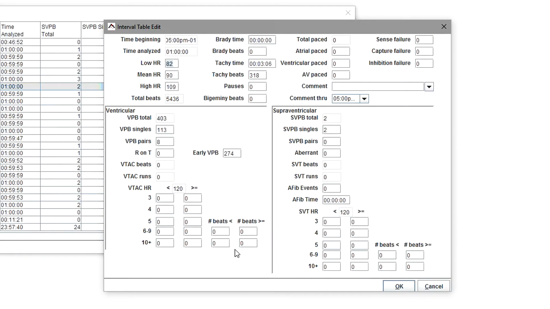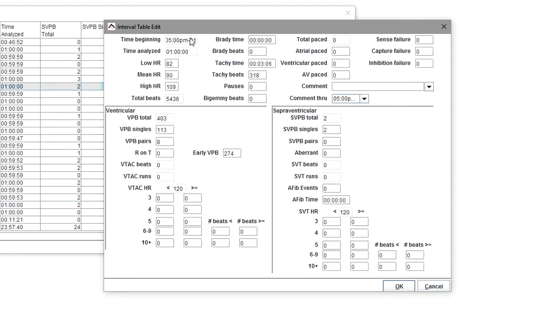Within the interval table Edit window, you can click in any data field to type in your changes. Highlight an existing entry and type over it, or click to the right of the entry and backspace to eliminate it and then type your entry. Editable fields appear with data against a white background. Fields that you cannot edit have a blue background.